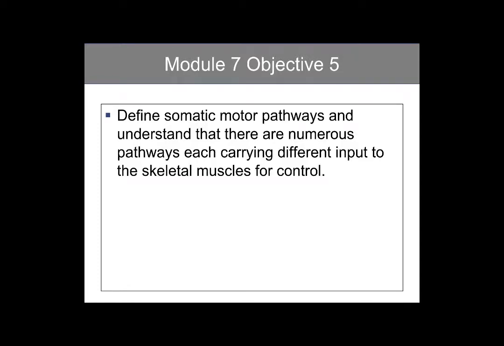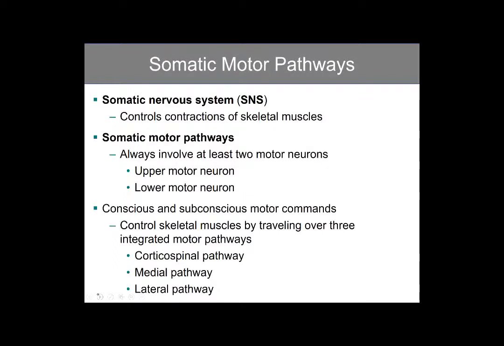Module 7, Objective 5 defines somatic motor pathways and understand that there are numerous pathways, each carrying different input to the skeletal muscles for control. The somatic nervous system is the portion of the nervous system that controls the contraction of skeletal muscles. Somatic motor pathways always involve at least two motor neurons. You have an upper motor neuron and a lower motor neuron.